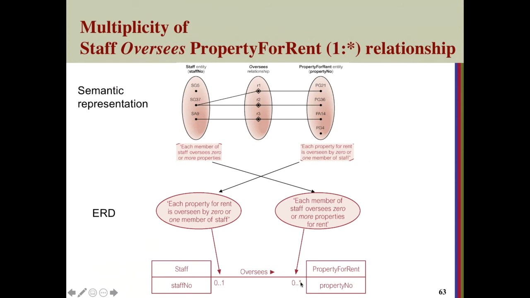So you see here 0 and more. Here it is written by star. You can also write it by M. It's okay. And the right hand side description will come to the left. And it says each property for rent is overseen by 0 or 1. So it is 0 or 1. So far the notation here which we are using is double dot. It means it is the first value or it is the second value. Okay.